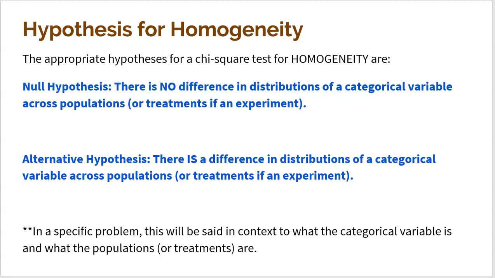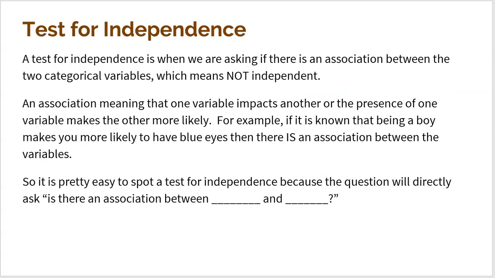In a specific problem, and that's what I was just alluding to, make sure you really add that context of what those categorical variables are. All right, let's now turn our attention to a test for independence. A test for independence is when we are asking if there is an association between the two categorical variables, which means not independent. Remember, if there is an association between two variables, that means they are not independent.